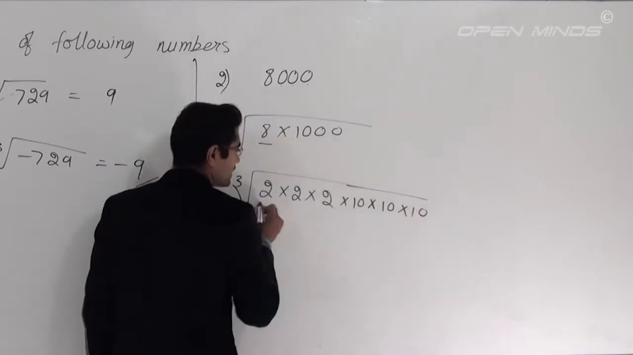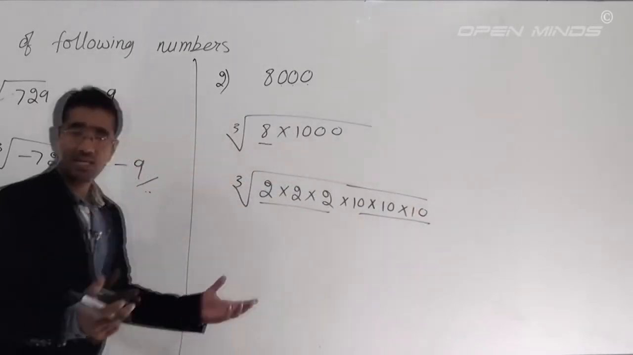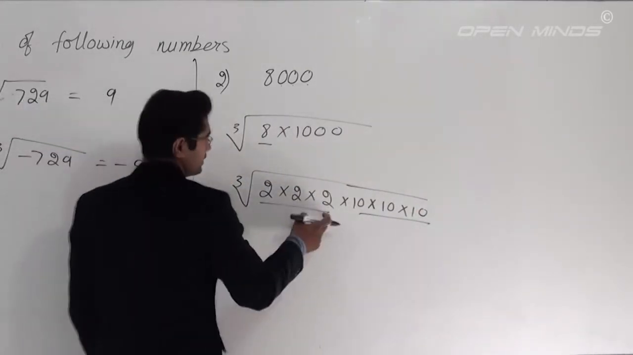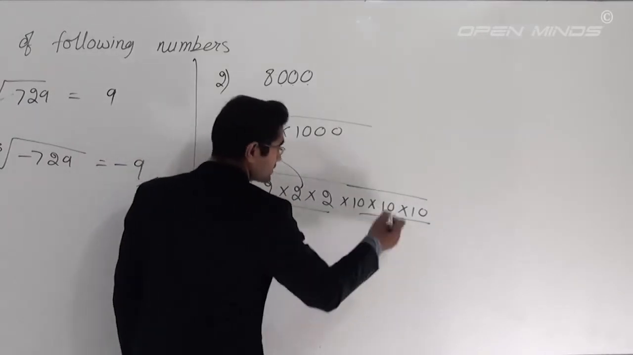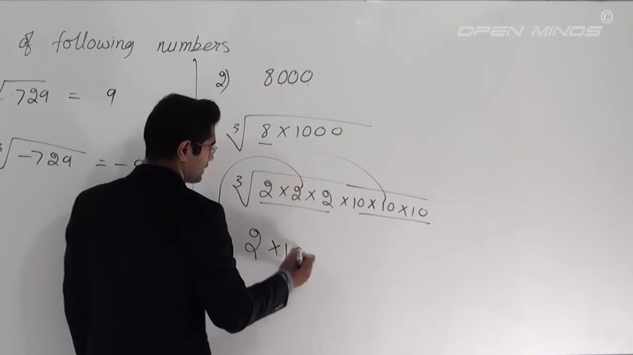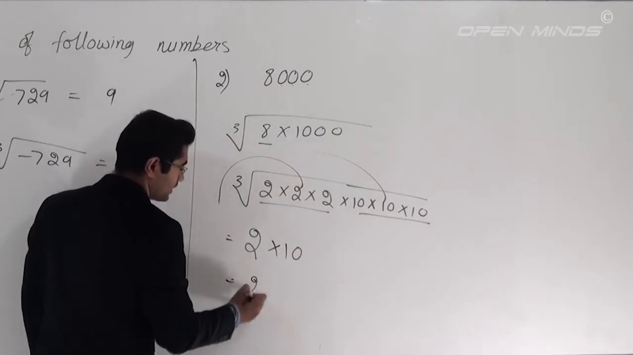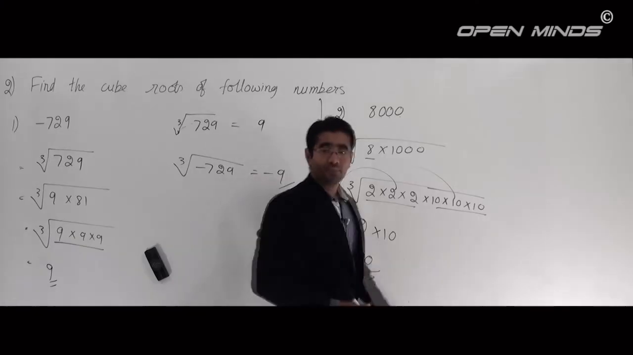I can. Now I can see there are 2 groups. Yes. And I can see 1, 2, 3 of them in one group. So these can come out as one 2, and these 3 can come out as one 10. So what is the answer now? That is 20. That is it. That is pretty easy, right?